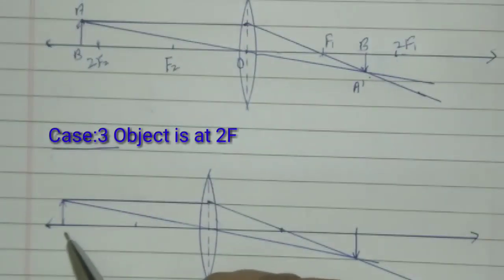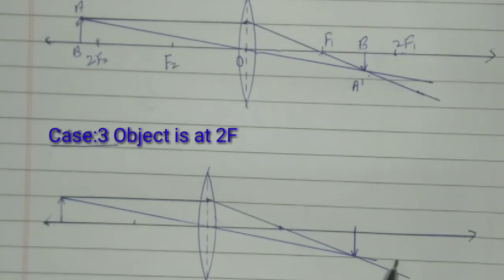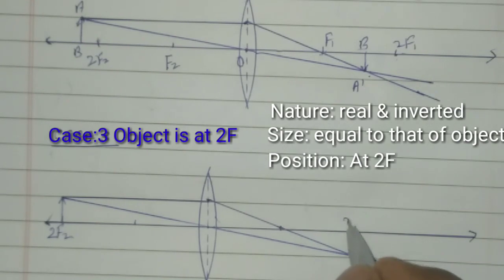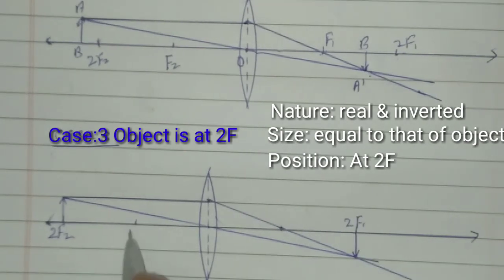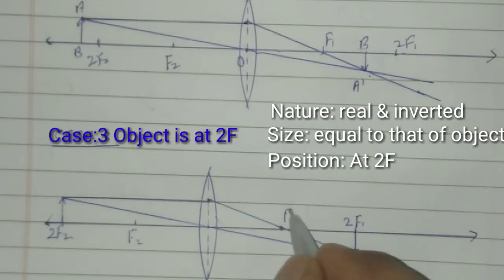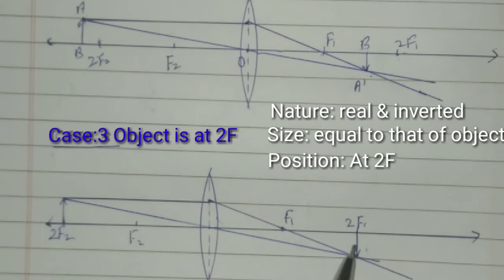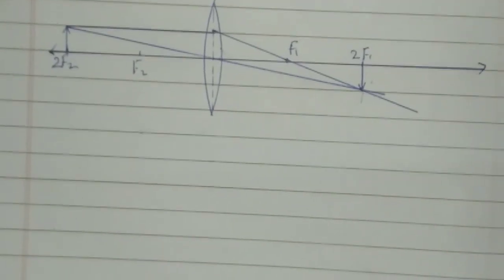So when the object is placed at C2, the image is formed on C1, or when the object is placed at 2F2, the image is formed at 2F1. This is F2 and this is F1. Since light rays actually meet here, the image is real. The image is equal in size, inverted and formed at 2F1 or C1. Okay. Now case number 4.